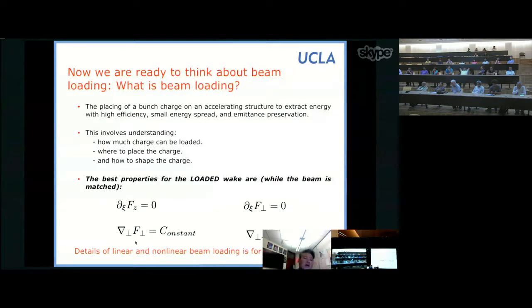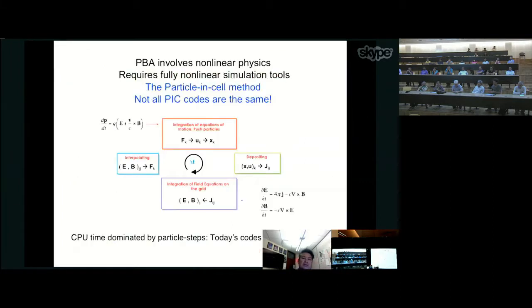So I can give these slides later so people can read through this, because I know this may be a lot to digest if you're not familiar with it already. The details of linear and nonlinear beam loading are in the literature, and I can be more than happy to discuss with people in private conversations at another time. Yeah, sure, we'll welcome that.